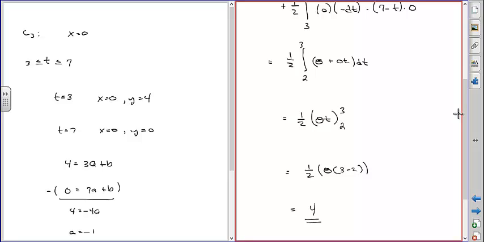So that's kind of how that one works, if you want to find the area. Obviously, it's a lot more work than just using the equation for a triangle, but if you have a more complicated situation, then.